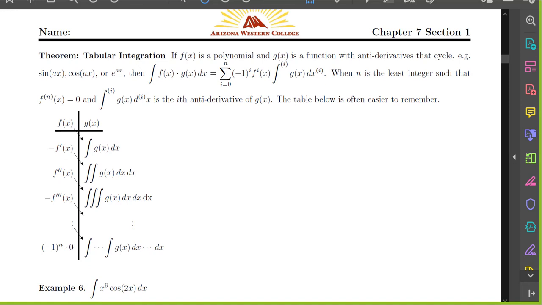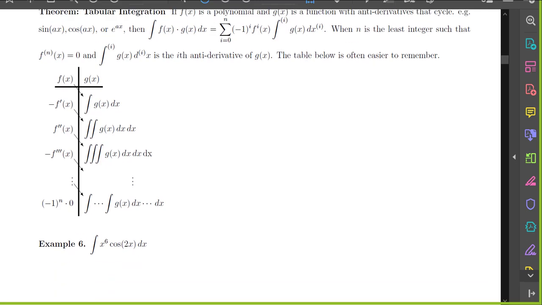Theorem, tabular integration. If f of x is a polynomial and g is a function with antiderivatives that cycle, something like e^x, sine, or cosine, so those are our three possible choices, then when we do the integral, we can recognize it in terms of that pattern. In the summation notation, it's not real apparent what's happening, so we'll organize it into this table below.